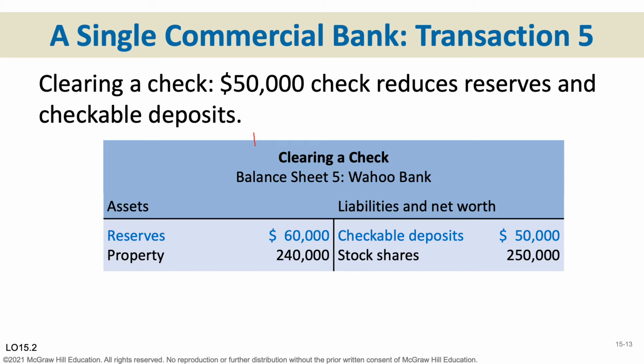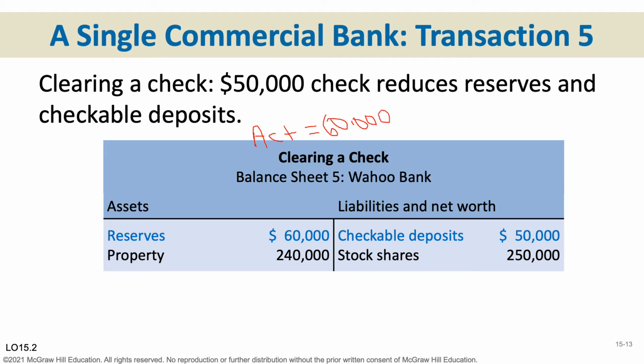So let's think about what actual reserves are. Do you remember? What two accounts? It was cash plus the reserve account. But we don't have cash anymore. We just have a reserve account. So our actual reserves are the $60,000 that we have in the reserve account. That's all we have. We didn't have a cash account.